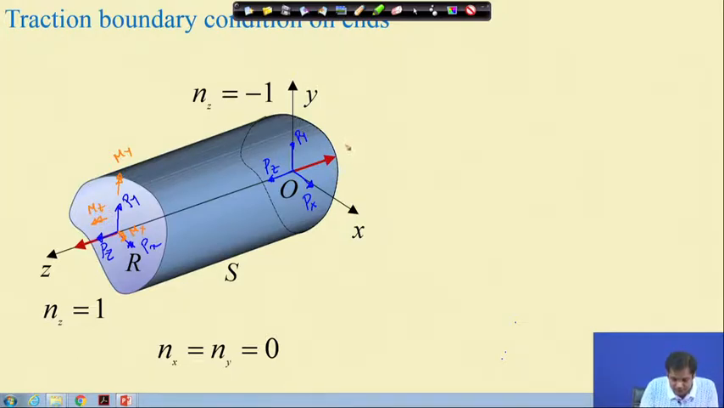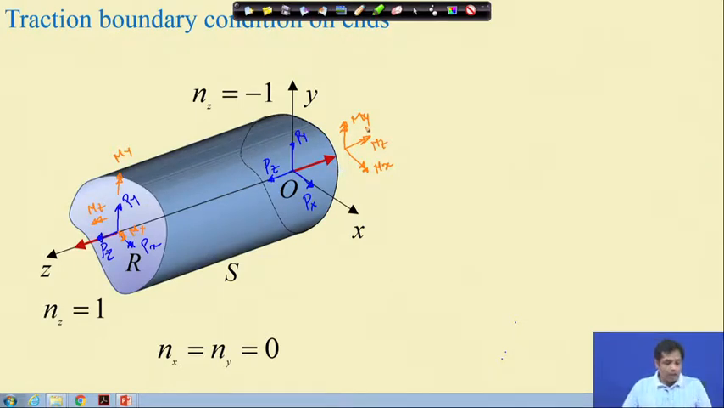Similarly on this surface we can have moment about z axis, which is mz, moment about x axis, which is mx, and moment about y axis, which is my. So at every boundary, at both ends, we have three forces and three moments.